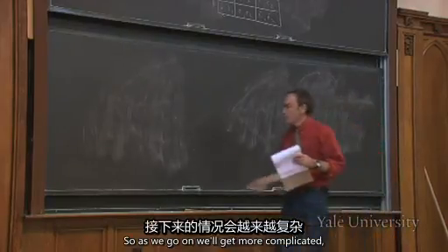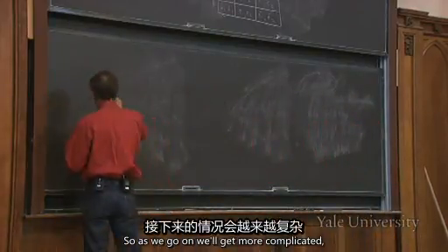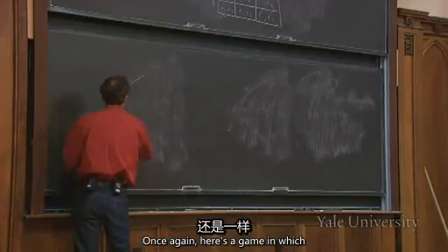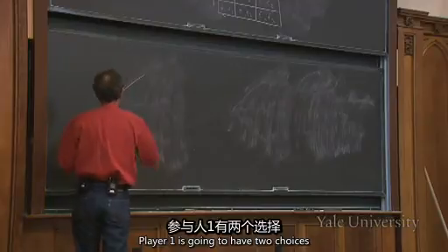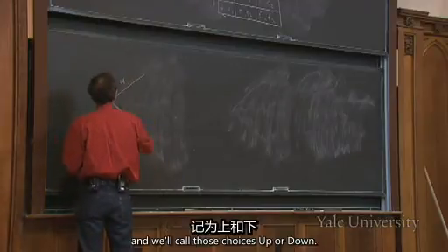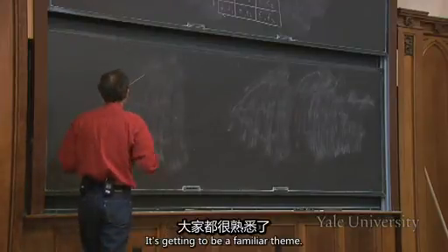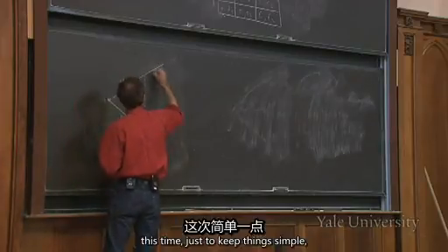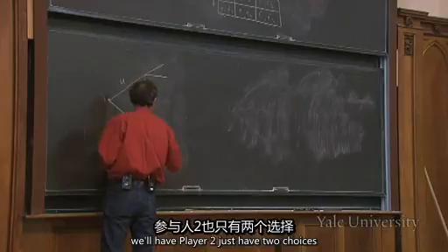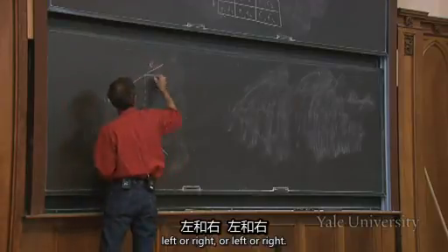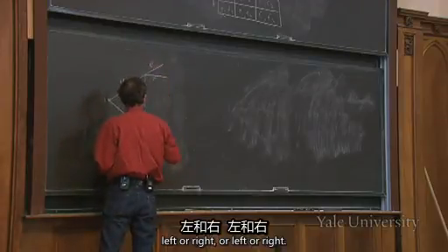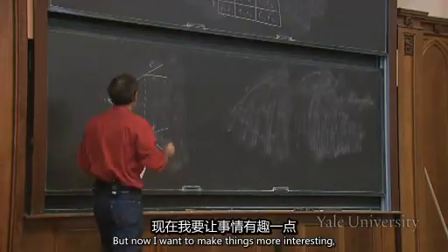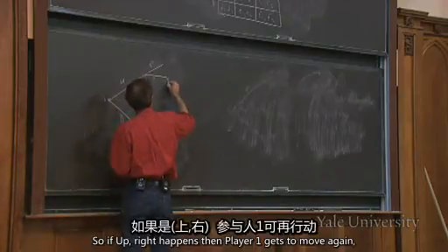All right, so as we go on, we'll get more complicated, so let's get a little bit more complicated now. Once again, here's a game in which player 1 is going to have two choices, and we'll call those choices up or down. It's getting a familiar theme. And once again, player 2 is going to move next, and now this time, just to keep things simple, we'll have player 2 just have two choices, left or right. But now to make things more interesting, let's have player 1 move again.